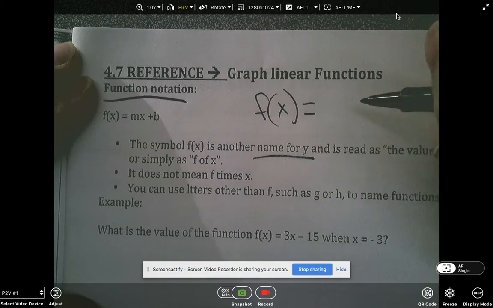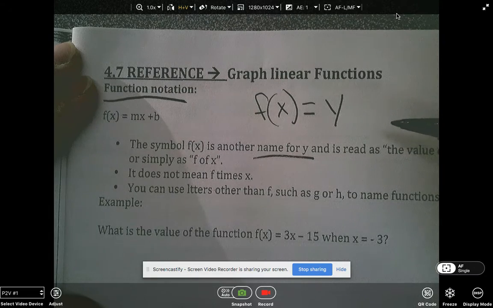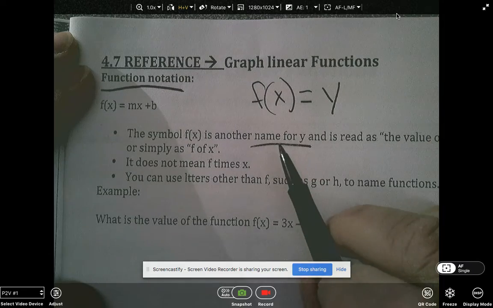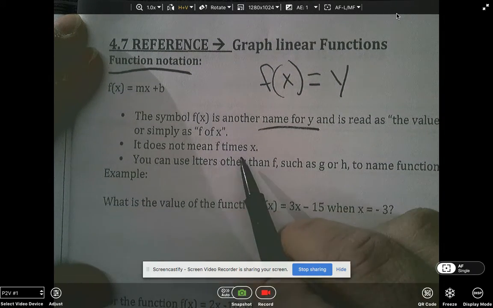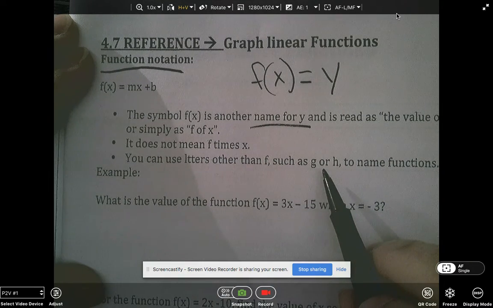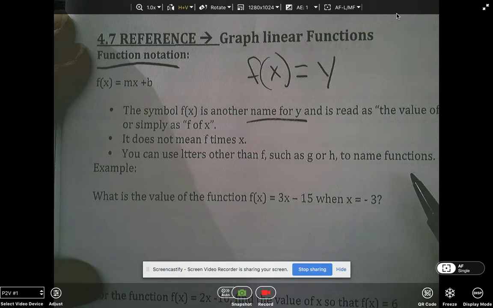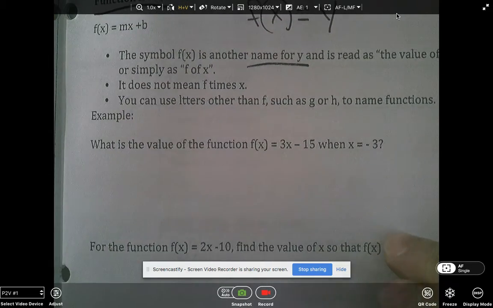When you see f of x, just think of that as your y variable or your input. The way you say that is f of x. It does not mean f times x. You can use letters other than f, such as g or h of x, when you're naming functions. So basically, let's look at some examples.